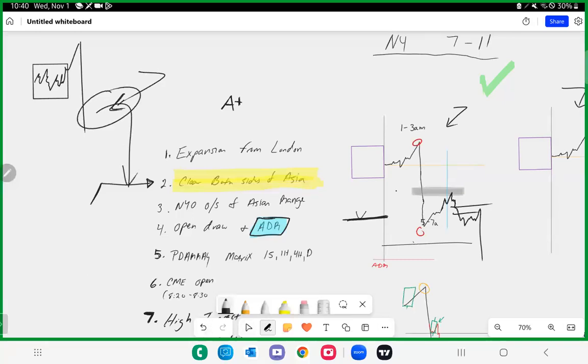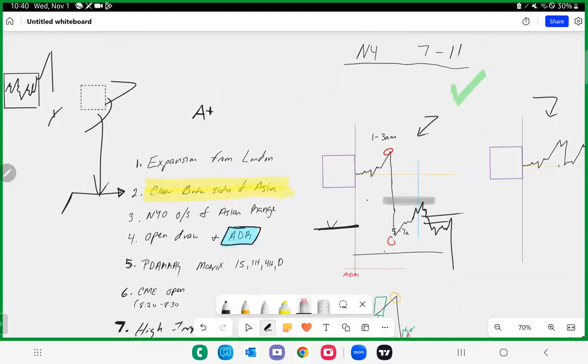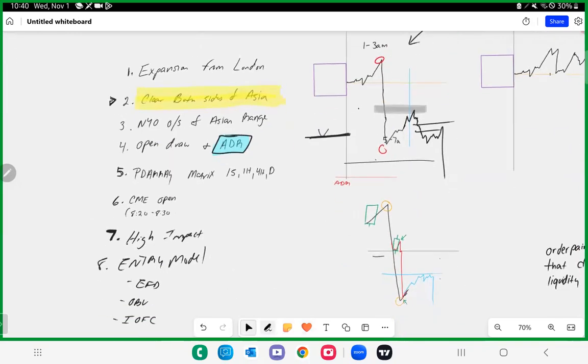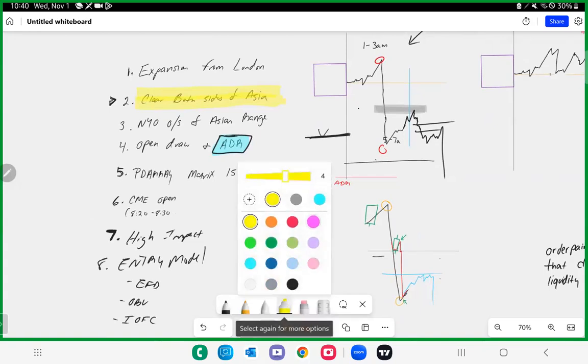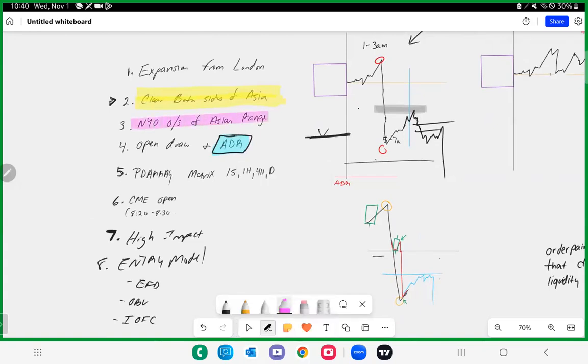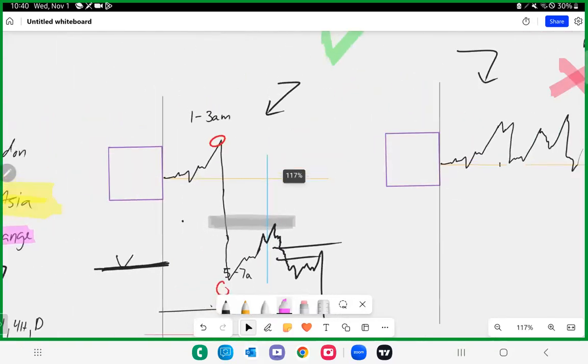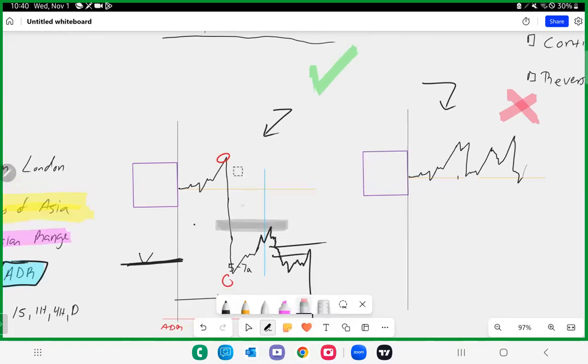Now, going back here, let's move this out of the way. Going back here, it clears both sides of Asia. The next key point is New York. The New York open, at 7 o'clock, the kill zone open, needs to occur outside of the Asian range. So in this scenario, let's say we're not even speaking about 1 and 3 and 5 to 7. I wake up and instantly see the Asian range. We're taking the high, we're taking the low. Check. This is a trade day.